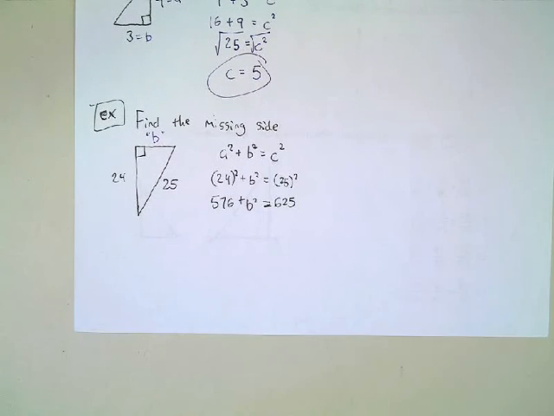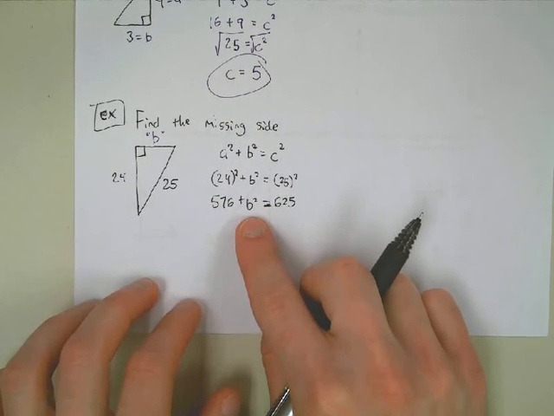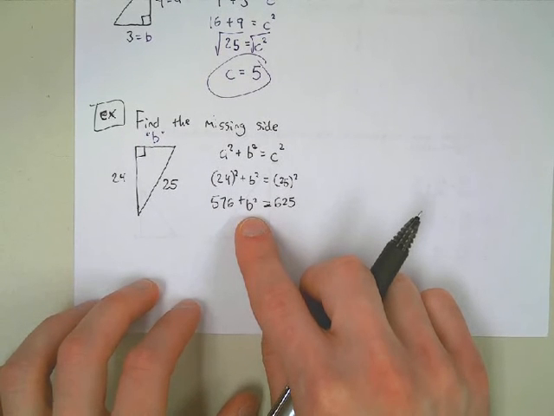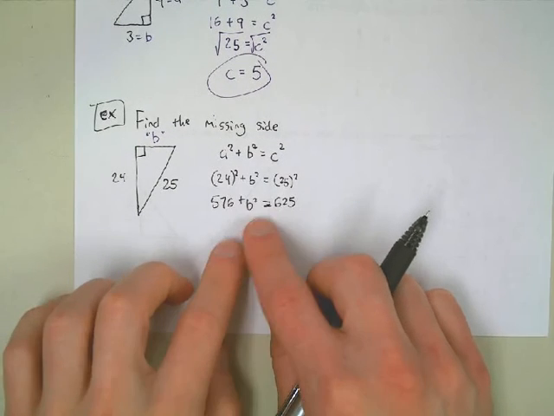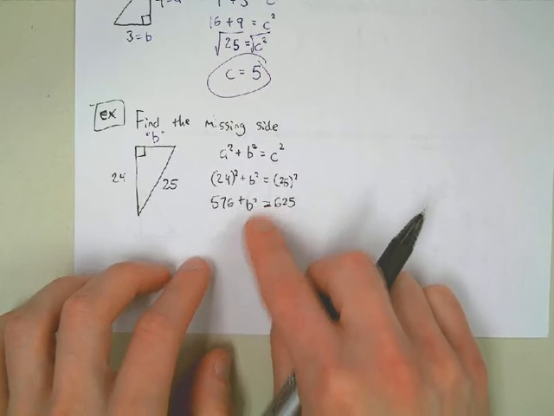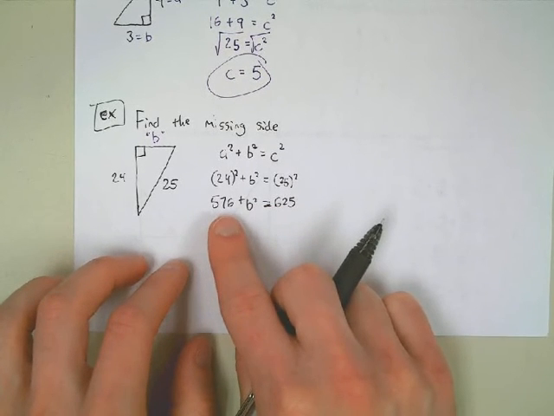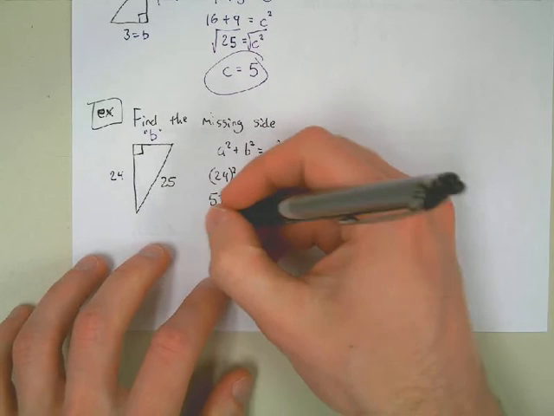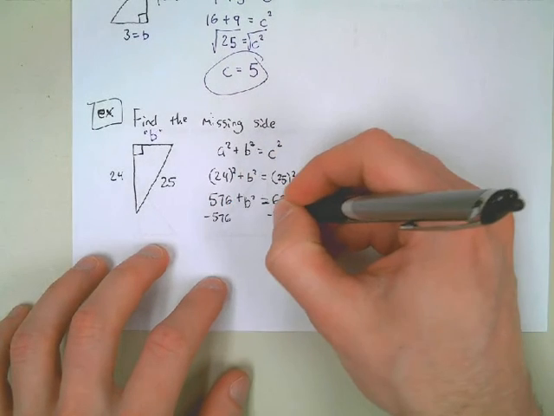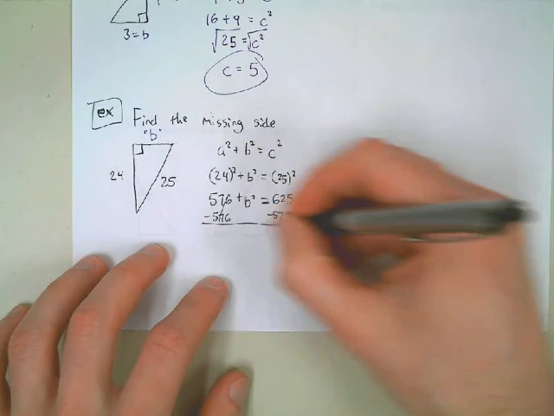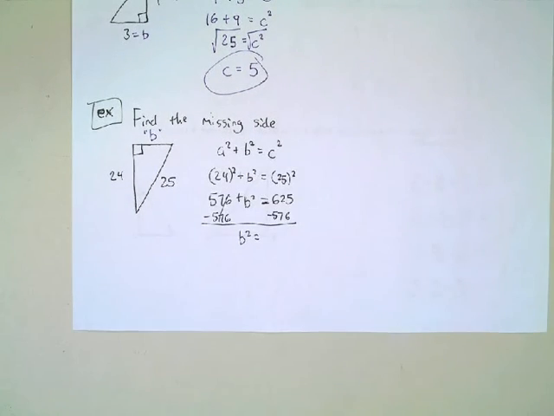And then BJ, what's our next step here? To continue solving for b squared, we want to get that b squared by itself. So what should we do to both sides here? Well, what's with the b squared that we need to get rid of? Okay, so eventually we want to get b by itself. We want to get rid of the square, but let's get rid of this 576. What can we do to that? Subtract 576 from both sides first. Yes. Okay, so b squared equals 49.